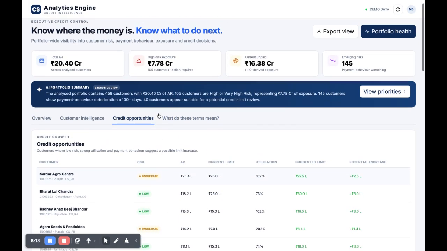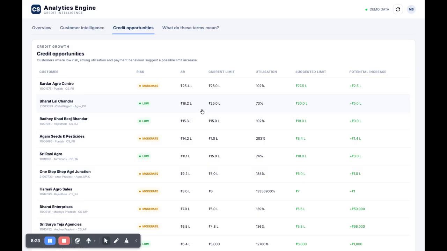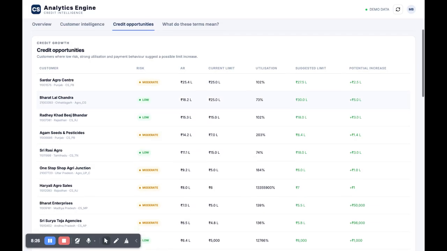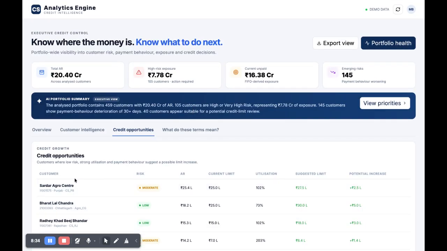Credit opportunities are those customers whose behavior is good, where the system's recommendation is that you should increase their credit limit and focus more on sales to these customers. And this kind of data or nudges can be automatically passed on to the sales team as per their hierarchy, or the geography or territory they work in. These nudges can be sent to them over WhatsApp, push notifications, or whatever channel you want.